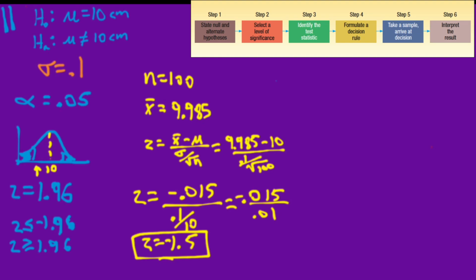In this case, we didn't. So we don't have enough evidence to shut down the production process. We haven't found enough evidence to reject the null hypothesis.